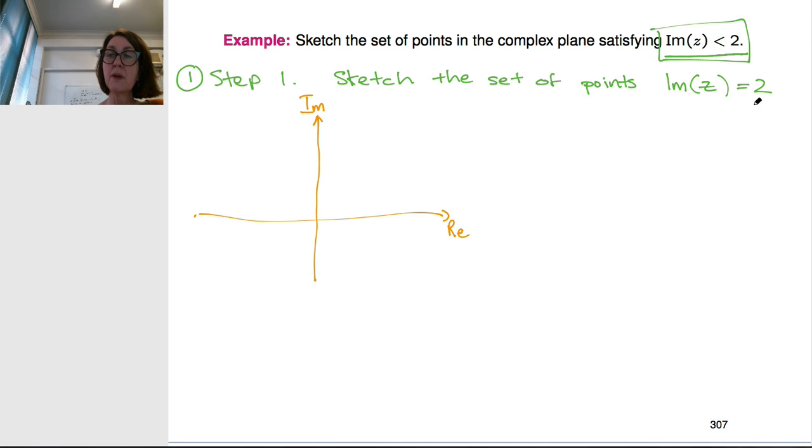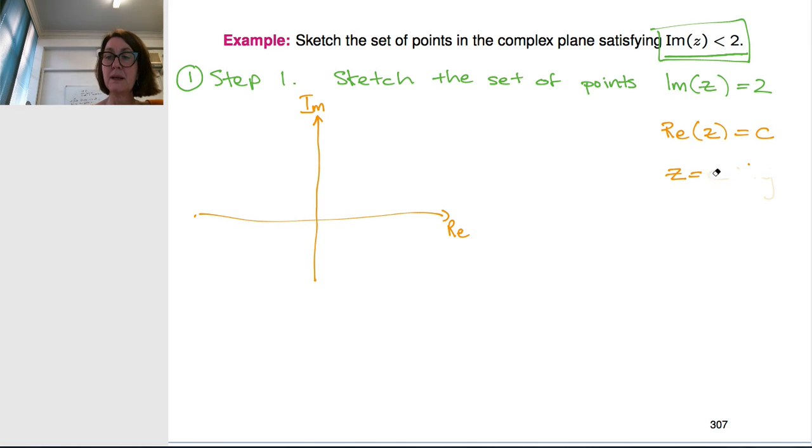And we saw something that looked like this in the previous example. In the previous example, we sketched the real part of z equal to some number, let's call it c. So that was the set of points z such that z was equal to c plus iy. We didn't care what the y was as long as the real part was equal to c.